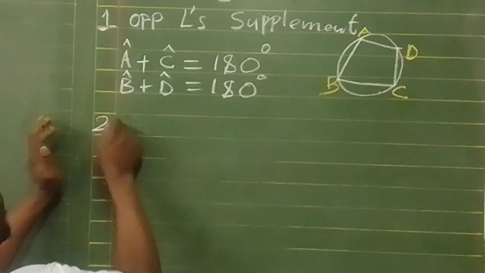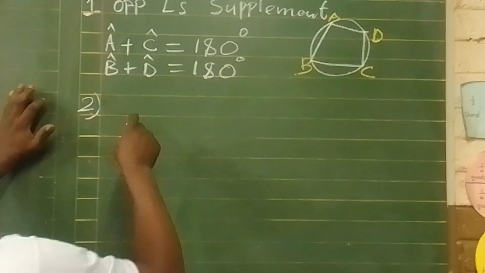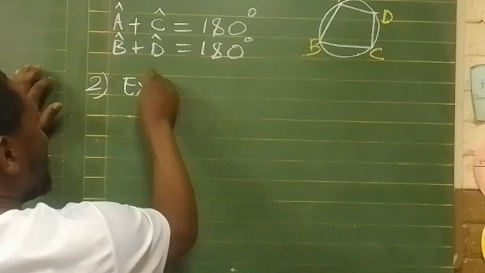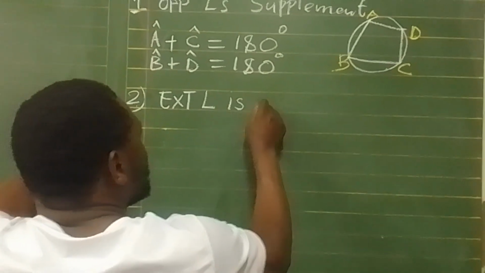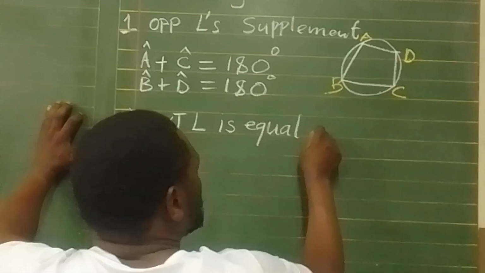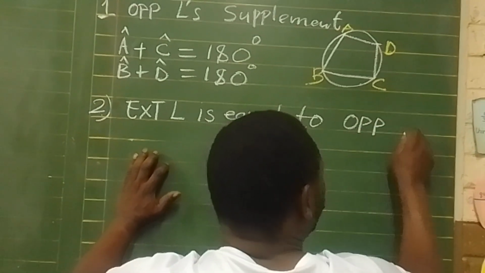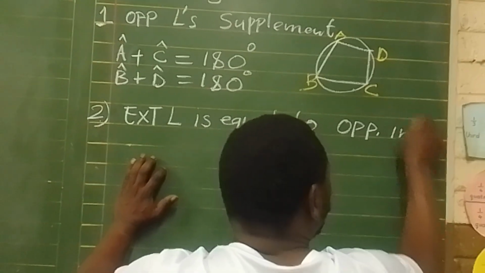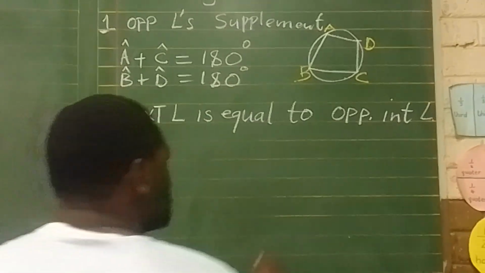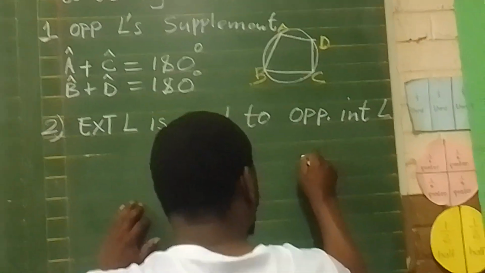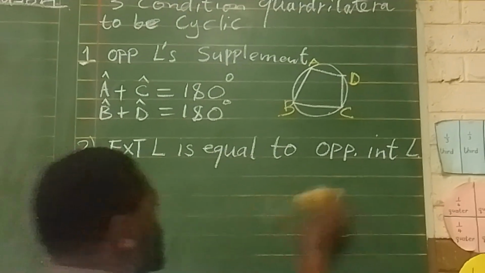So we go for condition 2. Condition 2 says that the exterior angle is equal to the opposite interior angle. How do we see it? Let's do the example again. I'm not going to use much space.